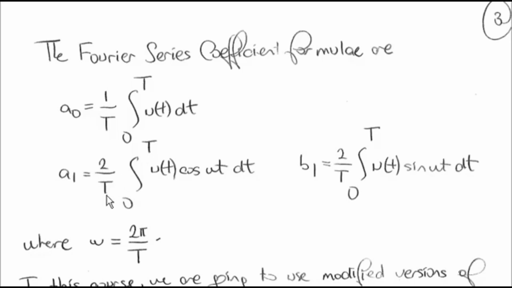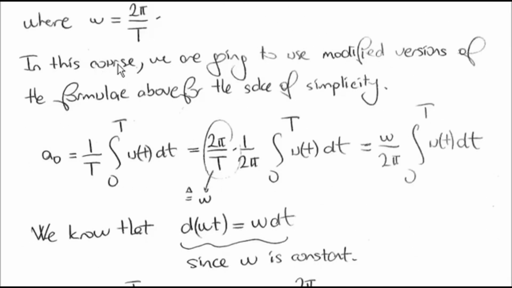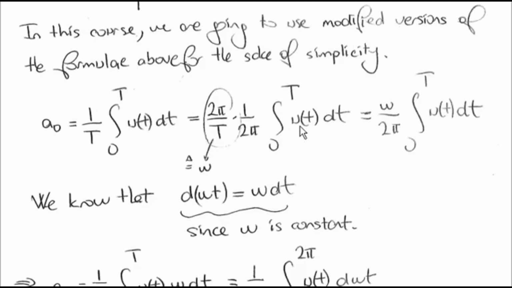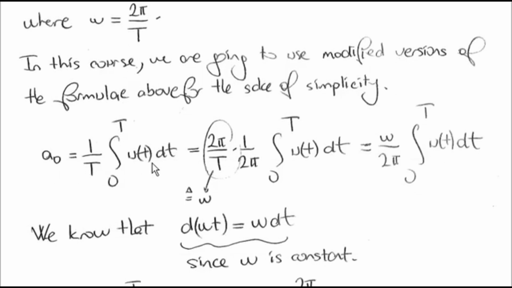So I will try to get rid of this capital T here and here by making an integral variable change. Here in this course, we're going to use modified versions of the formula for the sake of simplicity. To see what we are going to do, let us consider the DC coefficient here, A0.